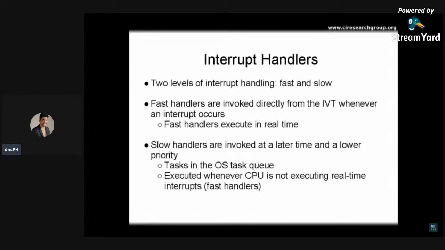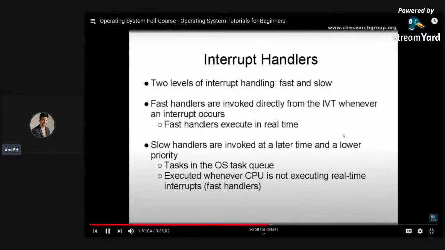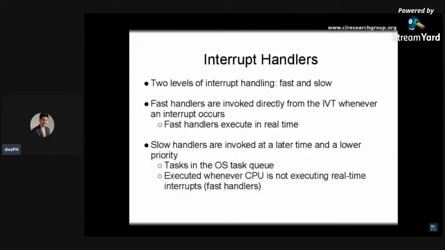When we actually go to handle interrupts, the handling occurs in the kernel, and this is done with two levels of interrupt handling: the fast interrupt handler and the slow interrupt handler. The fast interrupt handler is the piece of code that's invoked directly from the interrupt vector table whenever an interrupt occurs. This is the piece of code that the CPU just jumps to when an interrupt occurs. Fast handlers execute in real time, and they're called fast interrupt handlers because they need to be fast.